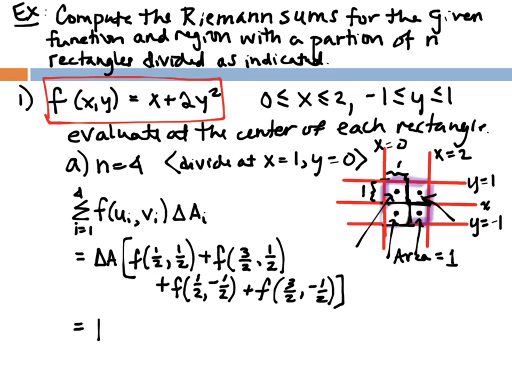Taylor, can you find the second one? Tally, you've got your calculator. Can you find the third one? And Nathan, find the fourth one. Okay, so you're going to plug in that number, 1/2, 1/2, or 3/2, 1/2, into the equation x plus 2y squared. All right, did you get one, Caleb?